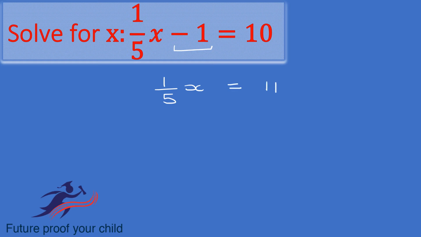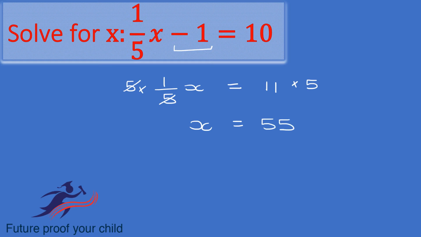And then 1 over 5x is the same as saying x divided by 5. So the opposite of divide is multiply. So to get rid of the divide by 5, all I have to do is multiply it by 5. What I do on one side, I do on the other side. So over here, the 5 and the 5 will cancel. So I've got x, and 11 times 5 is 55.